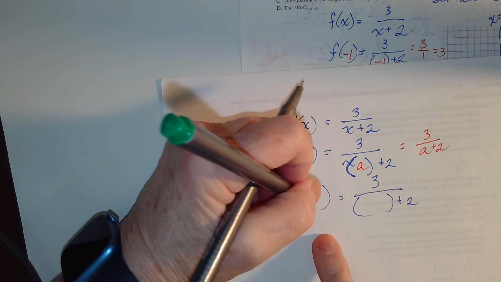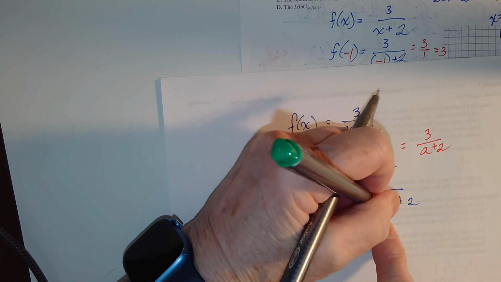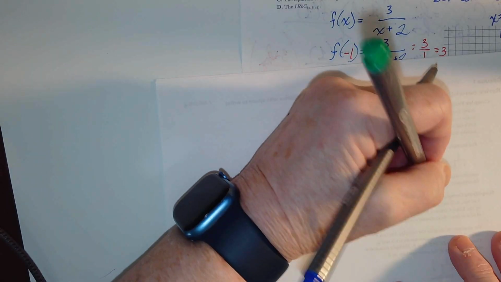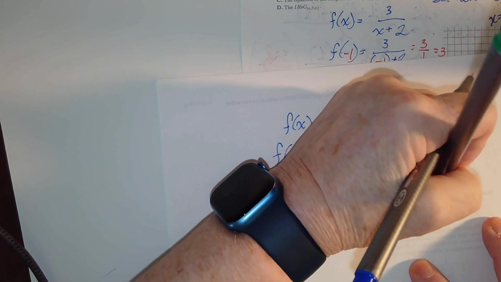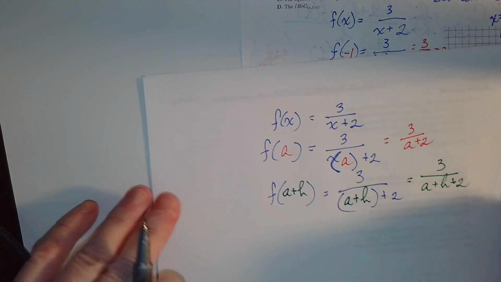And f of a plus h, I'm putting a plus h in for x, and that's just 3 divided by a plus h plus 2. Well, that's groovy.